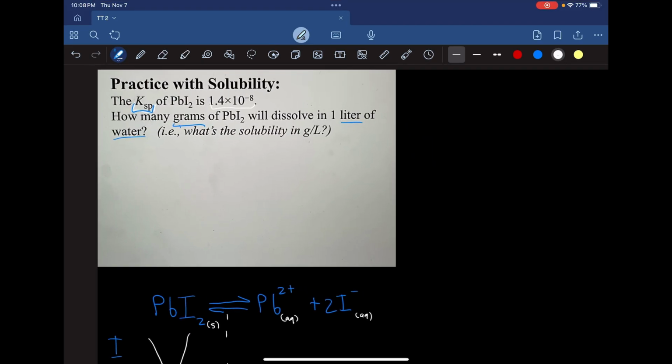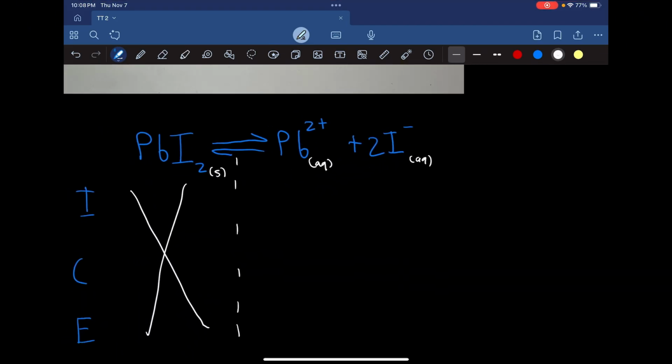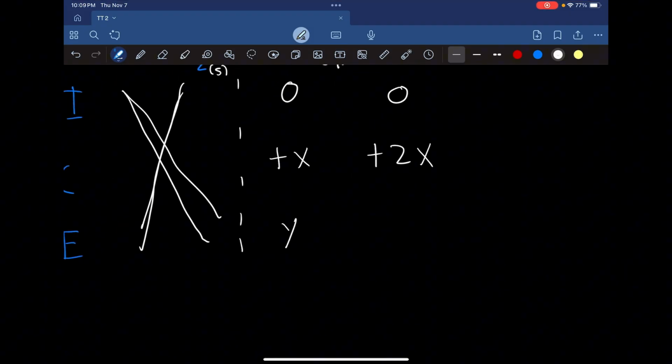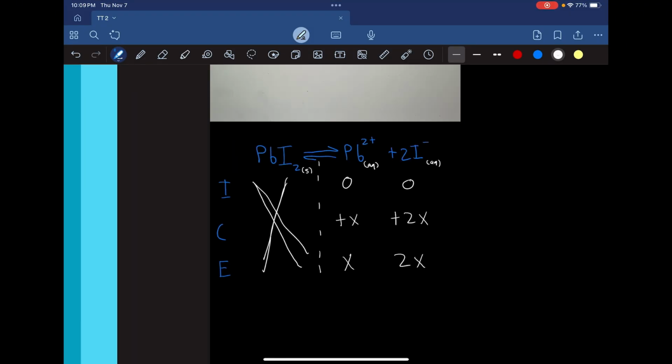Since they didn't give us any information on the initial, we know it's 0, 0. And the change is plus x, because we're dissociating our ions, therefore we're gaining. And this will be plus 2x, because remember there's a 2 right here. And the equilibrium will be x and 2x.